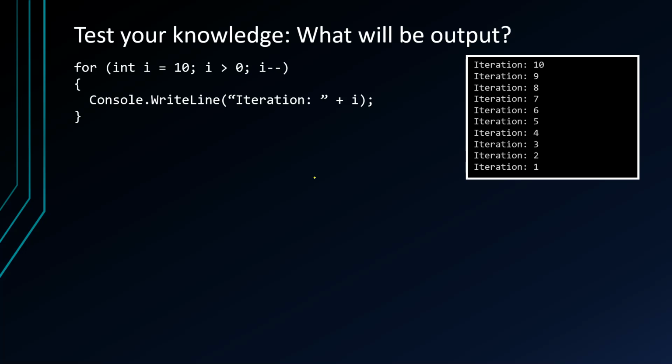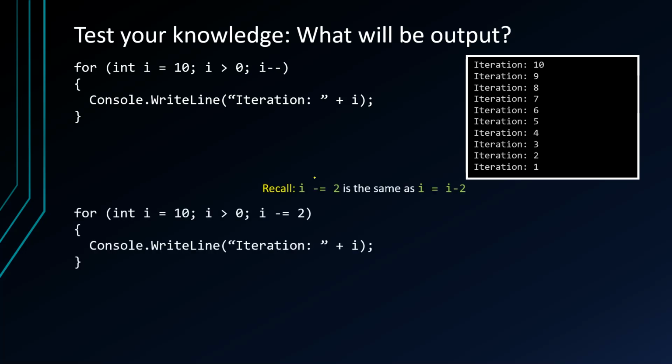Let's look at something a little bit more complicated. In this one, it's the same condition. It's the same comparison variable setup. It's the same test condition, but our change step is different. Now, instead of subtracting 1, we're subtracting 2. So what's the difference here?